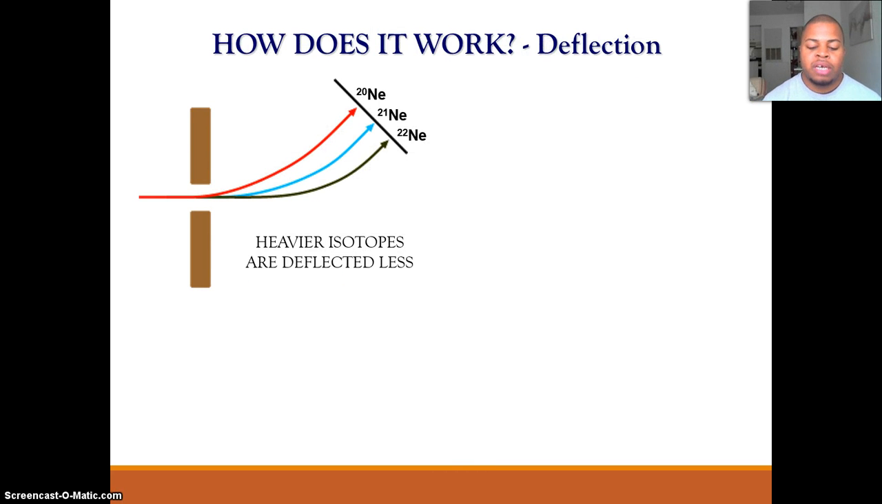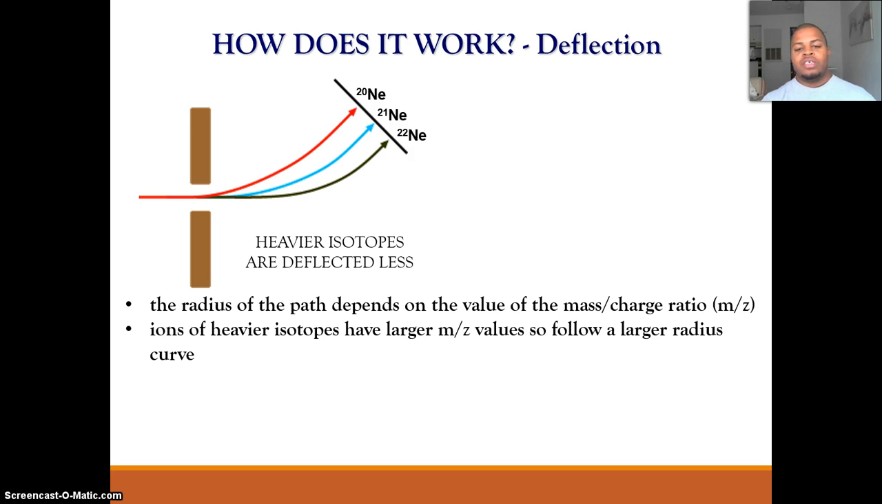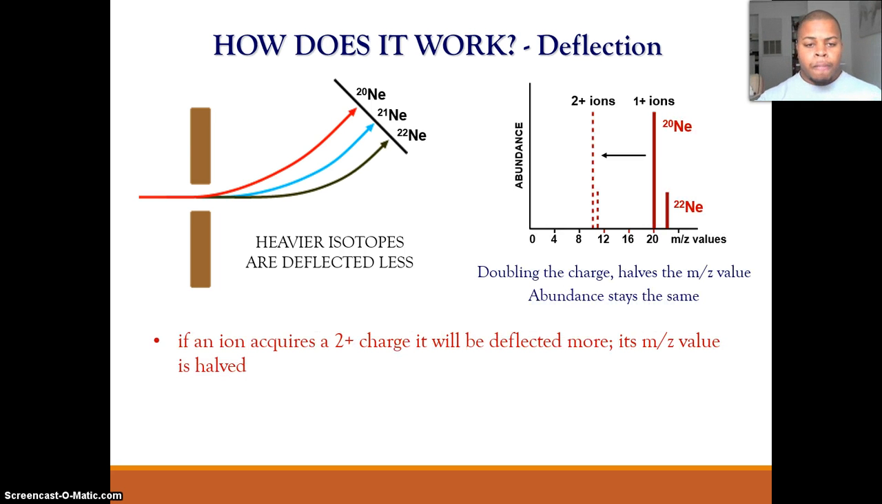Now, as we said before, heavier ions or isotopes are going to be deflected less, while the lighter ones are going to be deflected more. If you're looking at what we have here, we have neon 20 being the lightest of the isotopes at the top and neon 22 at the bottom. Now, this is going to depend again on the mass to charge ratio. Heavier isotopes follow a larger radius, smaller will be deflected least.